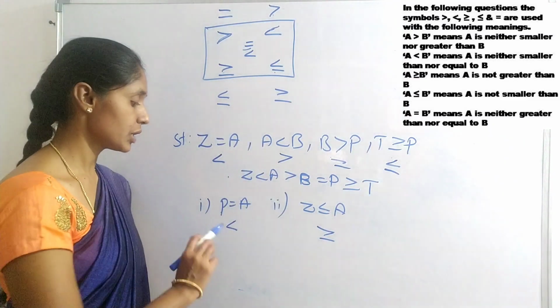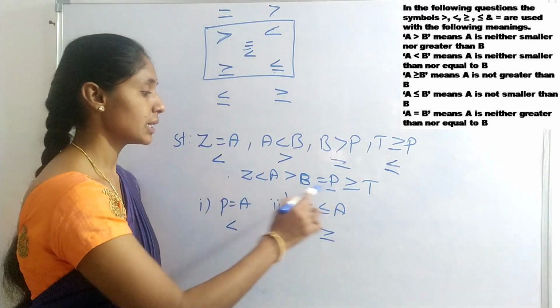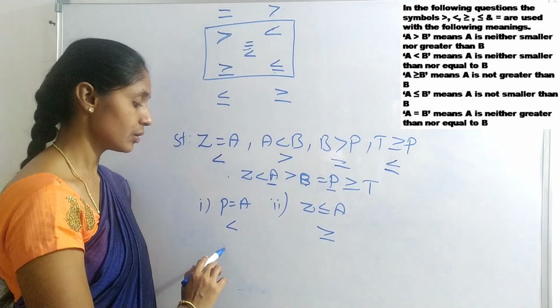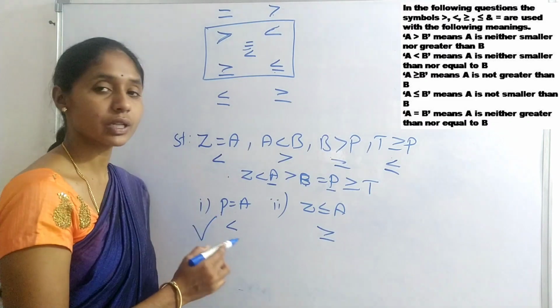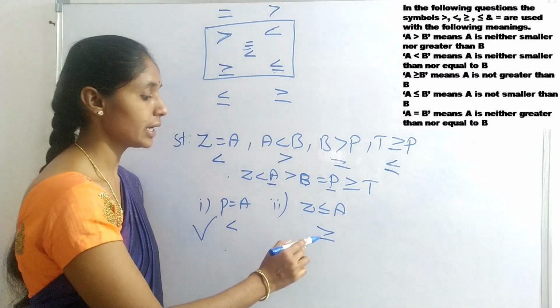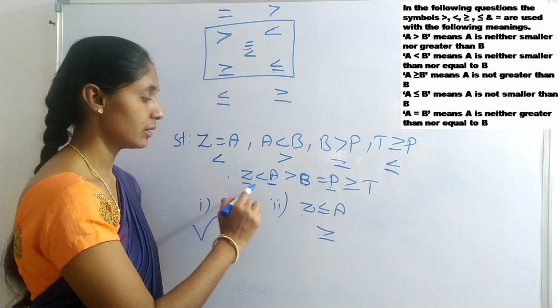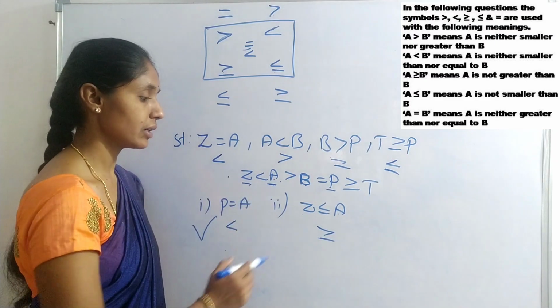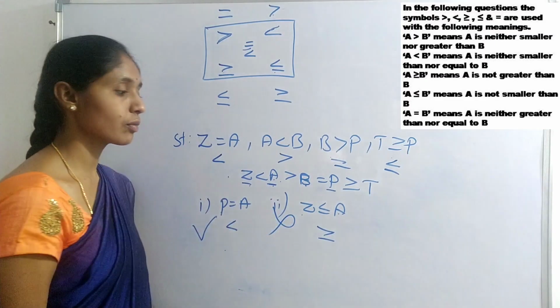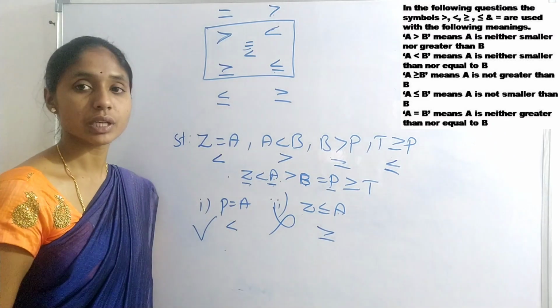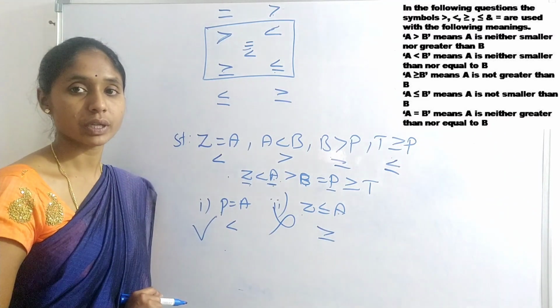Coming to first conclusion, P less than A. P is here, A is here. So A greater than P. So P less than A. Conclusion 1 correct. And Z greater than or equals to A. Z is here, A is here. Z less than A is right, but Z greater than or equals to A is not correct. So only conclusion 1 is true for this question.